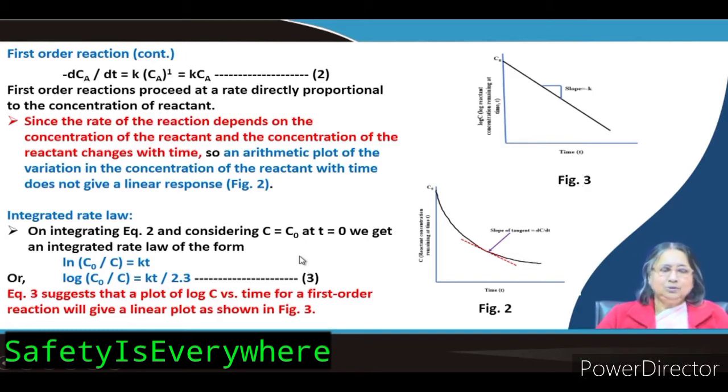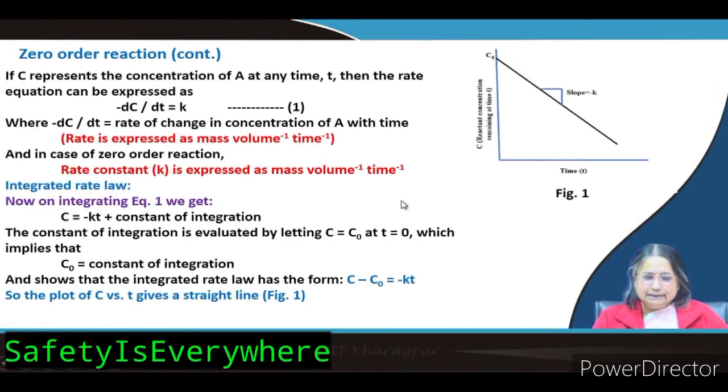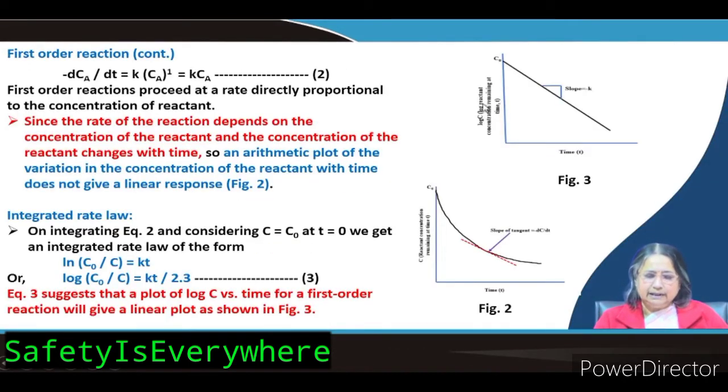Previously we have seen that for the zero order reaction, concentration versus time will give a straight line, but in case of a first order reaction you have to plot log or ln of concentration versus time, then you will get a straight line, okay. This is the difference between zero order and first order reactions. Both are integrated rate laws.